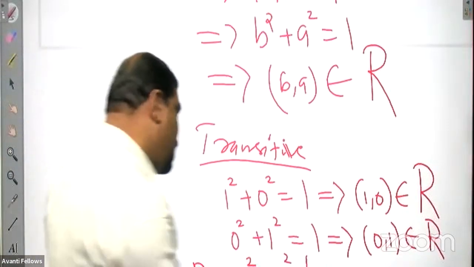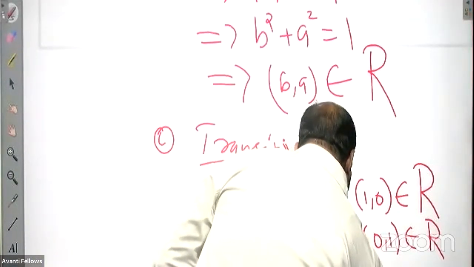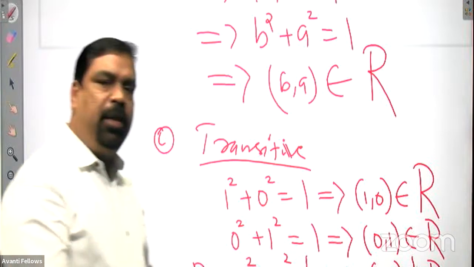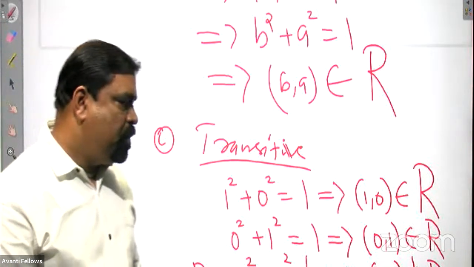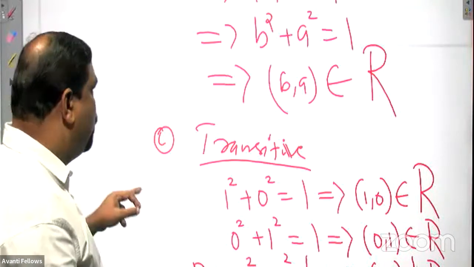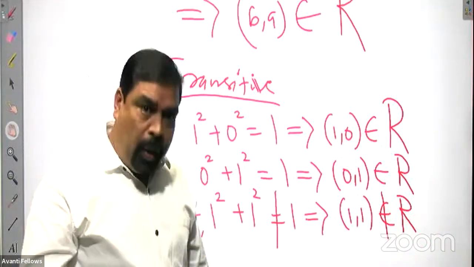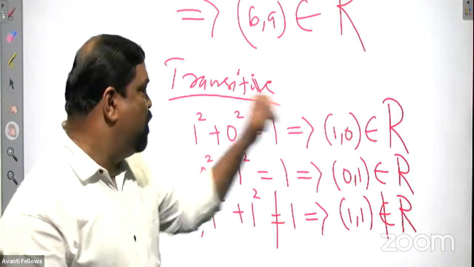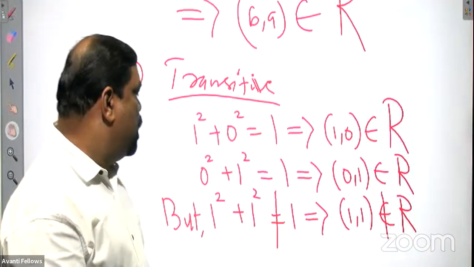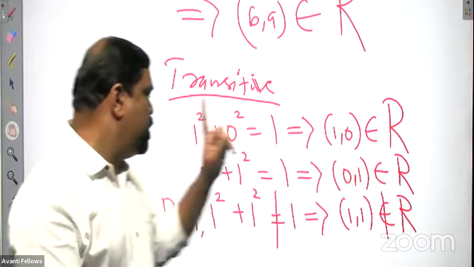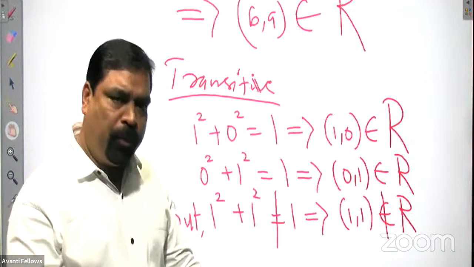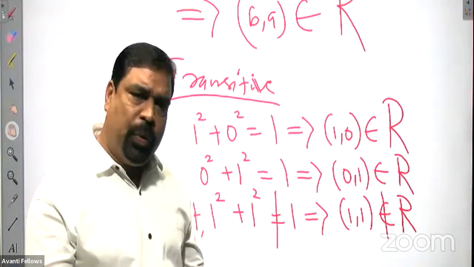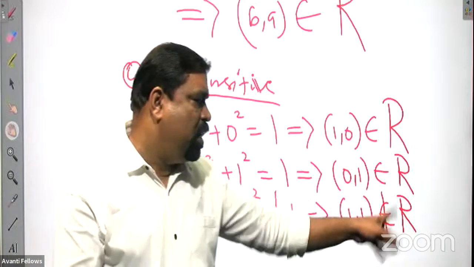Okay, that indicates that 1 comma 1 is not in the relation. It is enough to disprove one property. If you want to disprove it, one numerical example is enough. 1, 0 is in the relation very clearly, 1 square plus 0 square is 1. 0, 1 is also in the relation because 0 square plus 1 square equal 1. Both are true. But 1 square plus 1 square equal 1 is not true. That means 1, 1 is not in the relation.